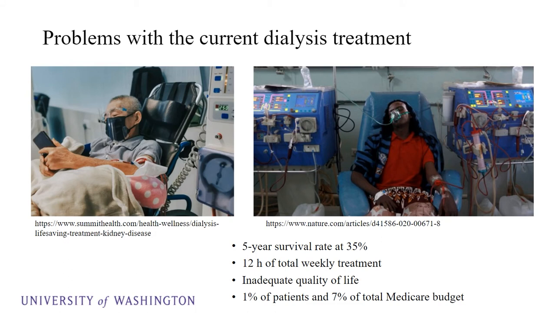The problems with the current dialysis treatment are quite obvious. The patients are trapped in treatment centers and they have to go to the center for dialysis 3 times a week. Each time typically lasts for 4 hours and consumes 120 liters of fresh dialysate. The 5-year survival rate for most hemodialysis patients is 35%, which is similar to most forms of cancer. And talk about the 12 hours of weekly treatment, the patients have a very inadequate quality of life.